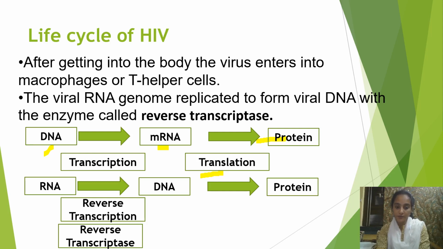But what happened in this condition? The DNA is the opposite. That means the RNA comes first, then comes the DNA. So that is why it is called reverse transcription. I think now it's clear for you, because in the normal transcription process, the DNA is transcribed into the mRNA. But in the case of the retrovirus, it's the RNA that is getting transcribed into the DNA, and that's why this process is reverse. So that's why we are calling this process reverse transcription.